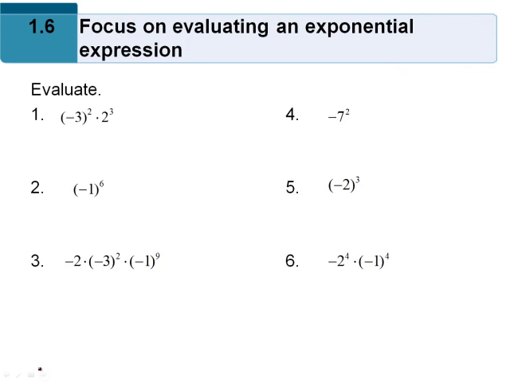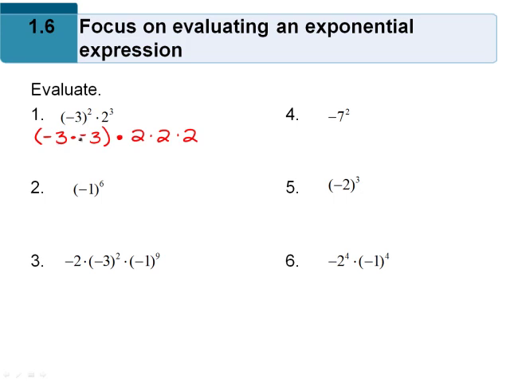So let's look at some examples. So on number 1 here, it says evaluate the exponential expression. Okay, so we have in parentheses -3 squared times 2 to the 3rd. Since the -3 is in parentheses, we're going to multiply -3 times -3. Okay, and then we're also going to multiply 2 3 times. 2 times 2 times 2.